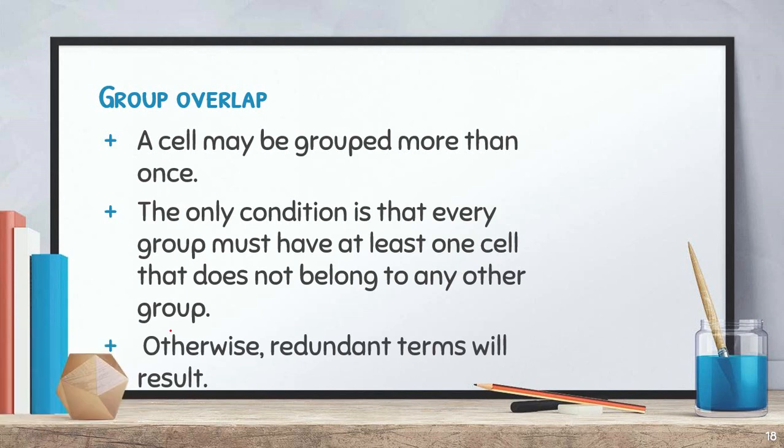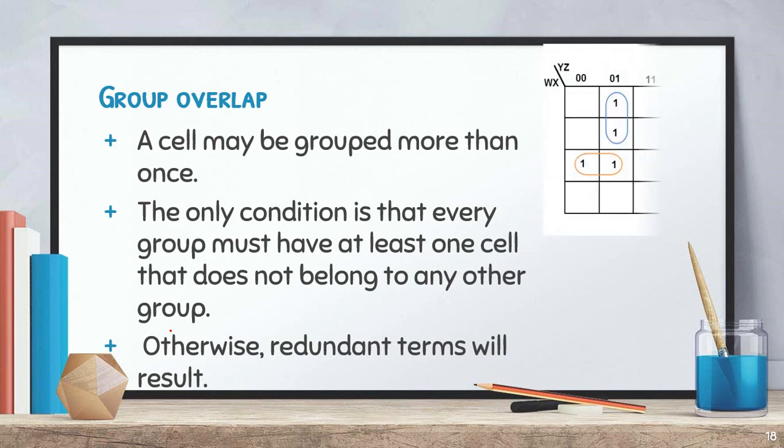If you do not follow this, the simplification of the equation may change and redundant terms will result differently. Take one example, with 4 variables. Here we are making one group of this type and another group of this type. If I am overlapping and I make one more group, something like that, this group is 100% wrong. Why?